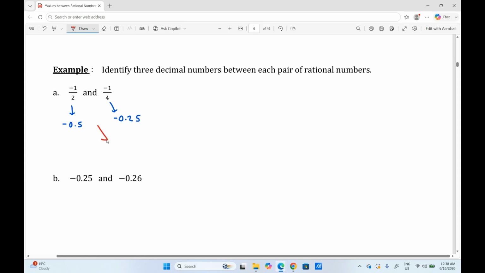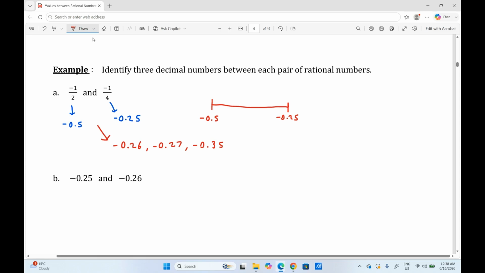So three decimal numbers that are between these two numbers, let's just list them. Between here and here, if I had a number line, negative 0.5, then negative 0.25, I could probably say negative 0.26, negative 0.27, negative 0.35. These would be three decimal numbers that I could use, and there's many more I could use as well, but I'll just go with these three here.